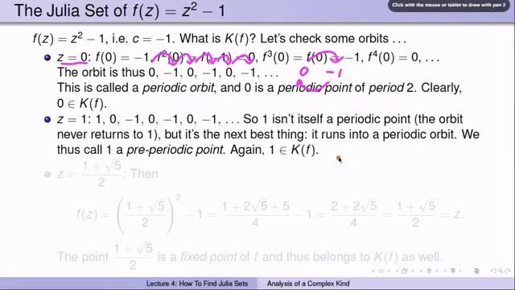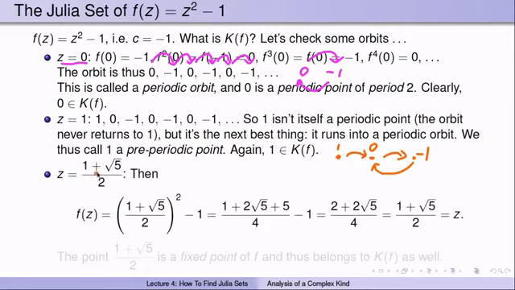Here's a picture of what happens. There's 1, and it's mapped under f to 0, and 0 is mapped under f to negative 1, and negative 1 is mapped back to 0. 0 goes to negative 1 to 0. So this is a graphical picture. Here's the periodic orbit, and 1 enters that periodic orbit. So it's pre-periodic, and then it's part of that periodic orbit later. Clearly, 1 also belongs to the filled-in Julia set because this orbit stays very bounded, never goes off to infinity.